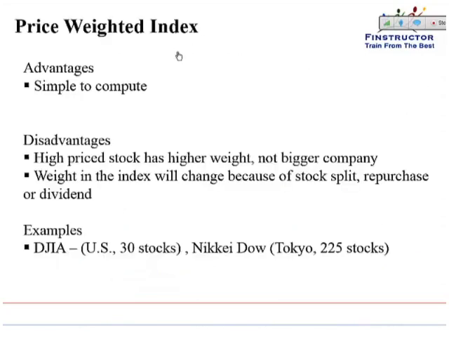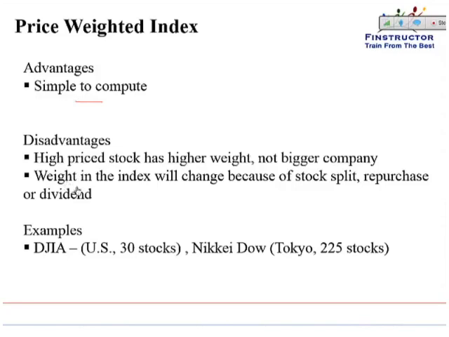The advantage of a price weighted index is that it is simple to compute. It is simply an arithmetic average. The disadvantage, of course, is that the higher priced stock has a higher weight, not necessarily the bigger company or the undervalued company or anything like that.